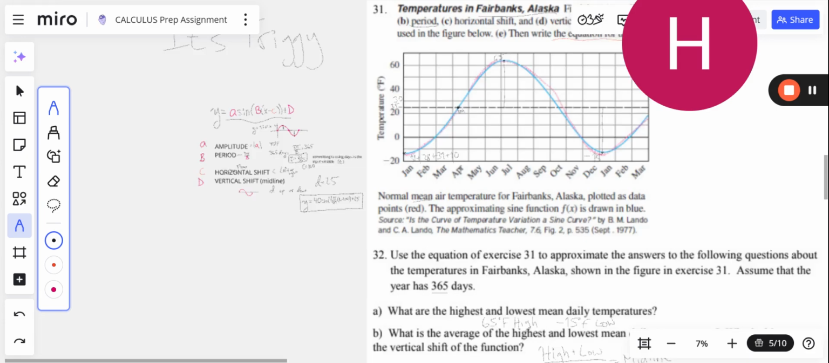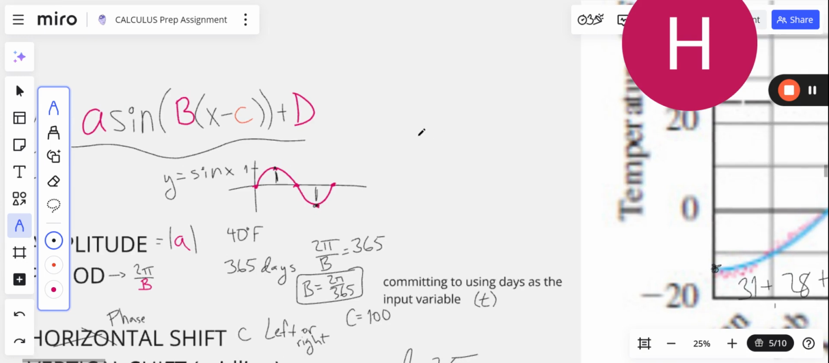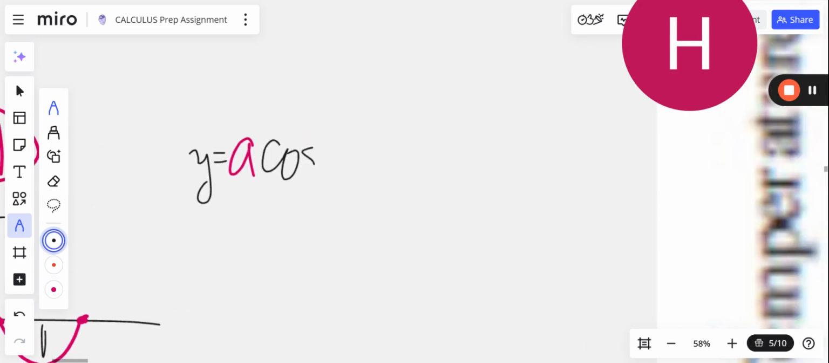Okay, so this is a look at the sine equation. Now let's take a quick look at the cosine equation. The cosine equation has a different pattern, so I'm going to write that here. It would be the same format. We would have y equals a with the cosine of b parentheses x minus c, and of course plus the vertical shift d.